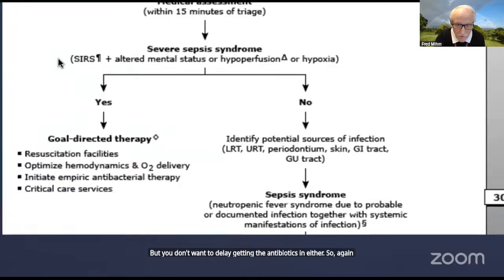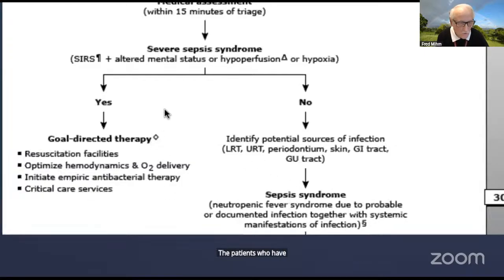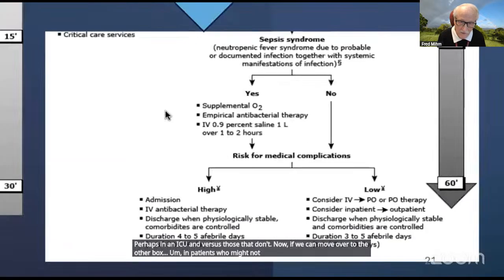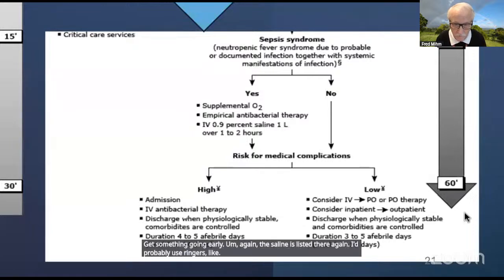So again, you can see 15 minutes, 30 minutes going by, and we're separating out the patients who have altered mental status, hypoperfusion, hypoxia. Those are patients that need to go to a high acuity setting, perhaps in an ICU, versus those that don't. Now, if we can move over to the other box, in the patients who might not be in a life-threatening state, but still may need some supportive care with supplemental oxygen and just empiric antibiotics because they're sick enough to want to get something going early. Again, the saline is listed there again. I'd probably use Ringer's lactate or Normosol.